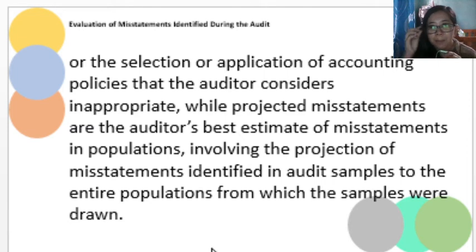Meaning, projected misstatements, on the other hand, are on the part of the auditor since he performed sampling to gather audit evidence. Okay, so he estimated or projected the level or amount of misstatements that may exist in a population. Okay, that is what we call projected misstatements. So those are the three different types of misstatements which the auditor should consider.